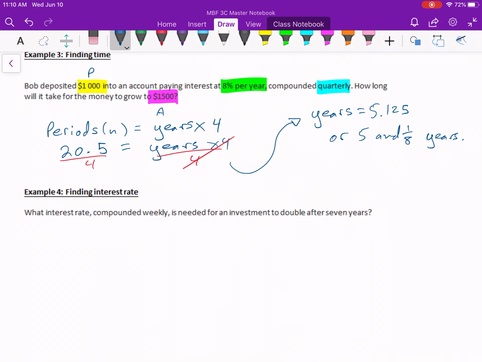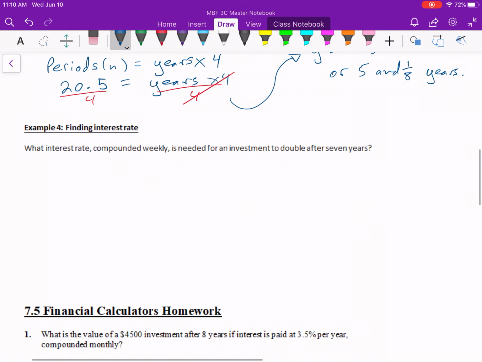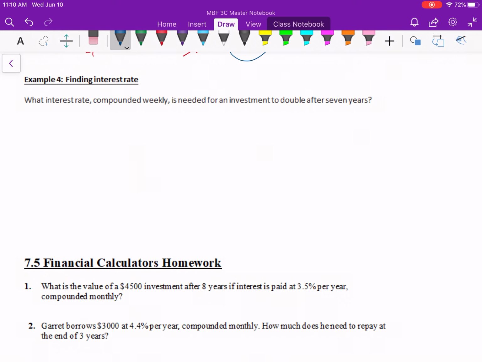Okay, so if we're finding time, because the calculator uses periods, we do have to do that extra calculation. It's too bad that this one does it that way, because otherwise, if it did it in time, it would give us our answer in time. Anyway, the last one, we can actually find the interest rate as well. So what interest rate compounded weekly is needed for an investment to double after 7 years.